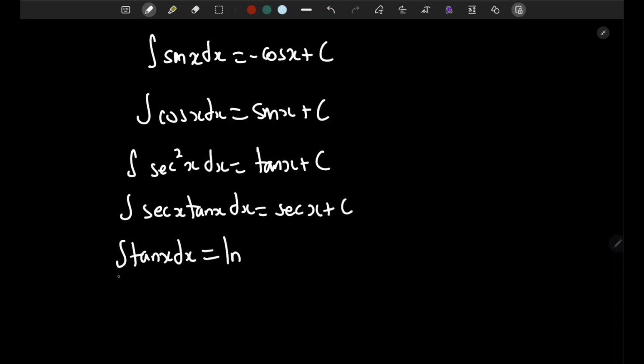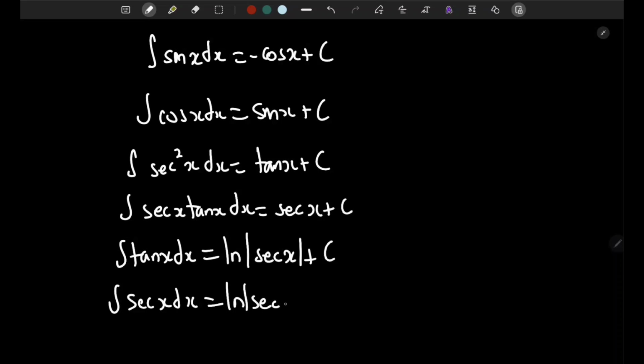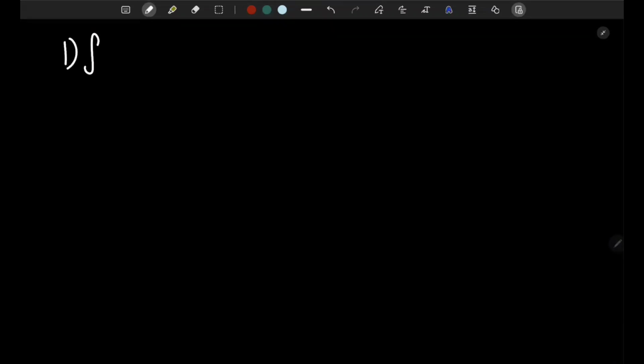So the integral of tan x is equal to ln of the absolute value of secant x plus c, and the integral of secant x dx is equal to ln of secant x plus tan x plus c. So these are some integrals that you need to remember in order to do integration with trigonometric functions. So now let's start with some examples.